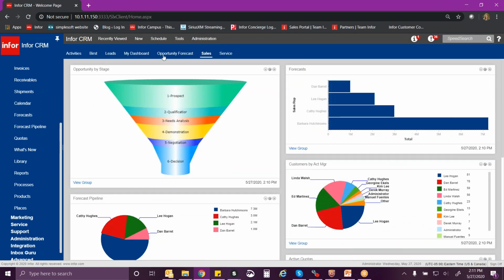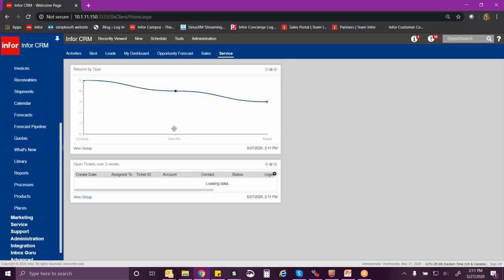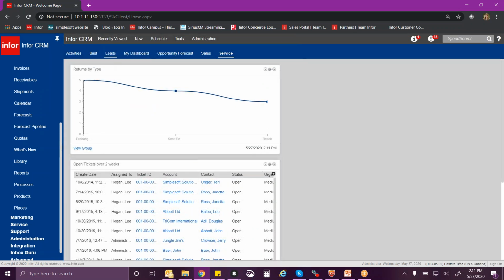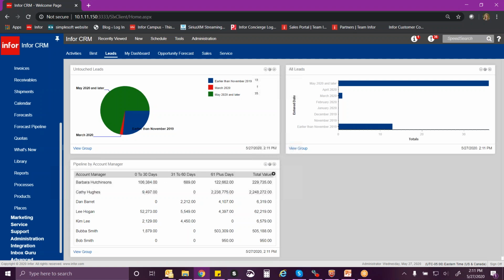So then the other item we talked about is different departments getting in here. You can have a service tab to show open tickets. You can have a marketing tab that shows open campaigns or leads generated by lead source to review that. You can have a leads tab to keep track of how many untouched leads there are versus all the leads. You can see them by account manager.